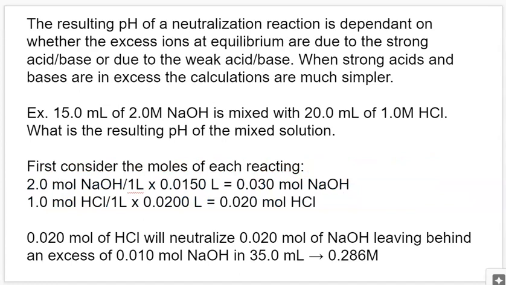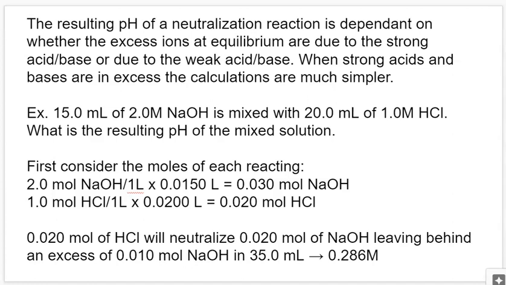So let's look at the math for a neutralization reaction. Since I mentioned before that the resulting pH of a neutralization reaction is going to be dependent on what's in excess, this is pretty simple when the strong thing is in excess, and it's going to be really complicated when the weak thing is in excess. And we're going to mainly focus on the strong thing being in excess today.